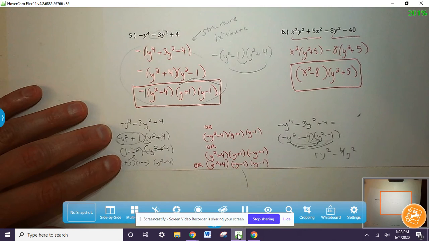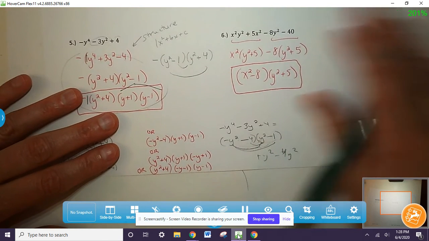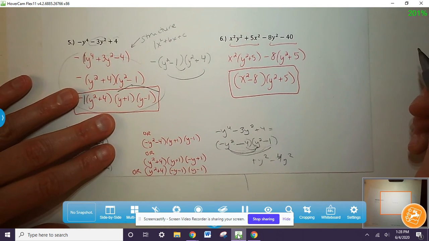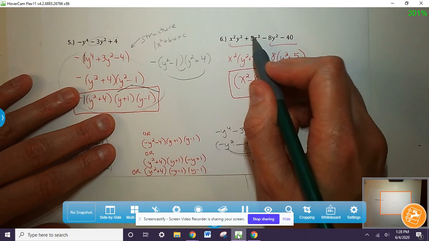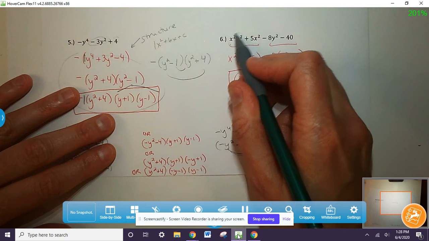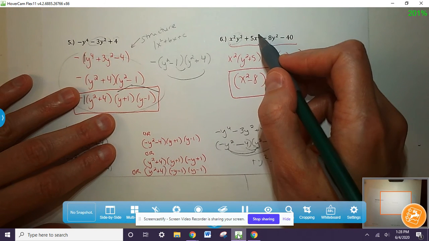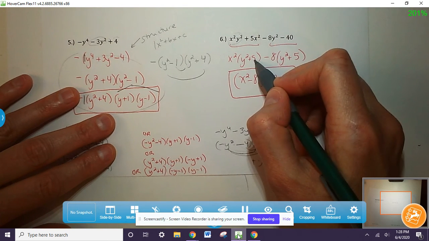All right, and the last one is 4 terms. So even though it's multivariable, we're going to try factoring by grouping. The GCF of these two terms is x squared. And when you divide that out of this term, you're left with y squared. When you divide that out of this term, you're left with 5. I brought down the minus.